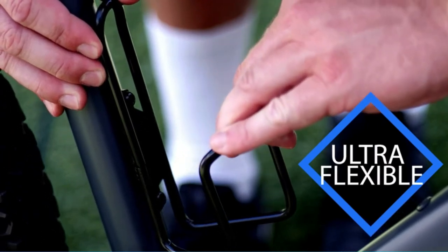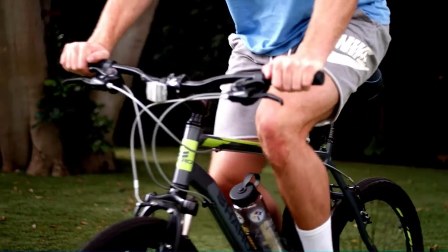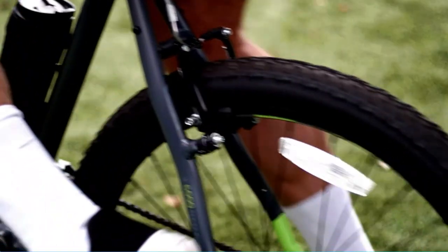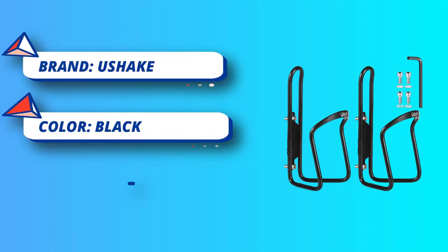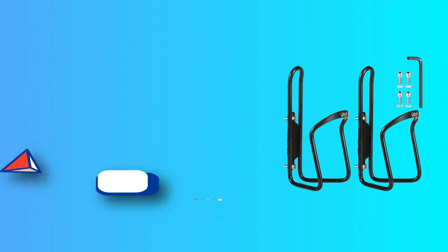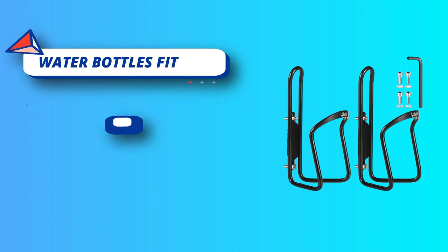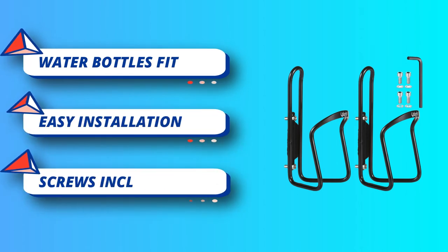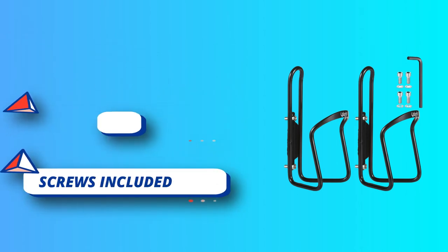Bike frame requires threaded holes for installation of cages. 26 ounce water bottle can fit snugly. Min bottle diameter is 2.75 inch, 68.9 millimeters. Max bottle diameter is 3 inch. The water bottle cage has adjustable arms that wrap around the bottle for a secure and firm hold, so you don't have to worry about it falling out during your ride.